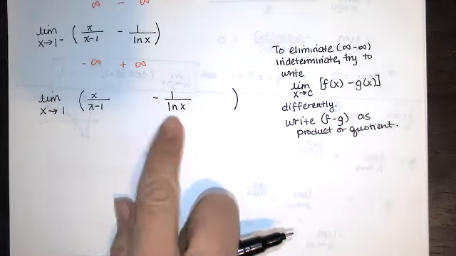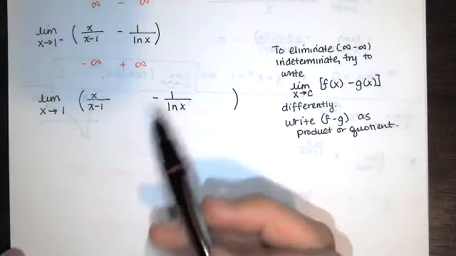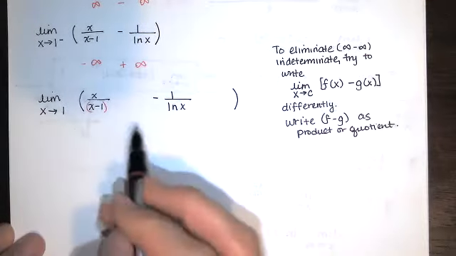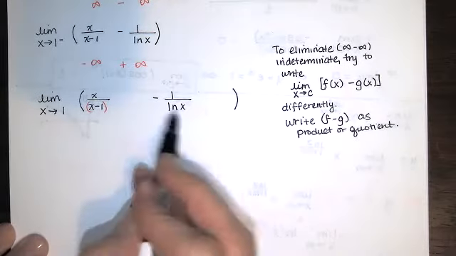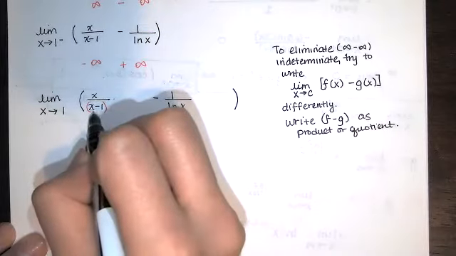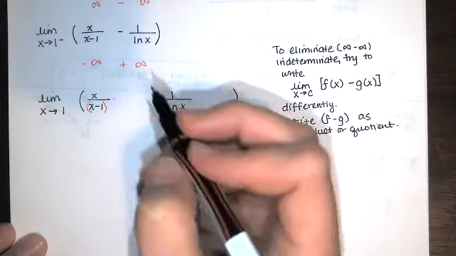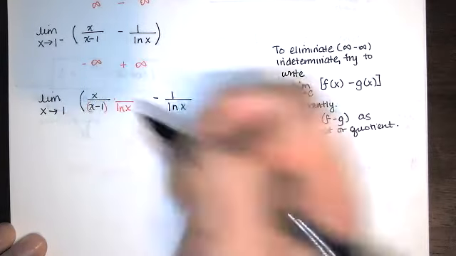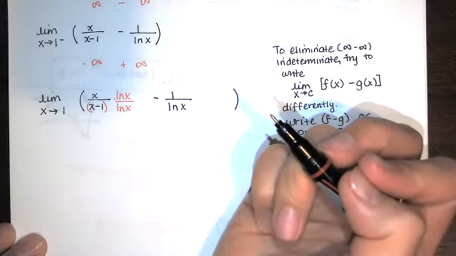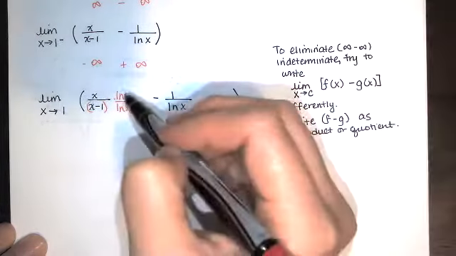Now this time we had two quotients to begin with, so we're in luck. We can get a common denominator and write that as a single quotient. So the least common denominator of these two fractions is just the product of those two denominators. They don't have any factors in common. So in order to make this equal to the least common denominator of x minus 1 times natural log of x, I need to multiply by natural log of x over here. That's legal as long as I also multiply by natural log of x in the numerator. That's not going to change the value of my fraction. It's just going to represent it in a different form.